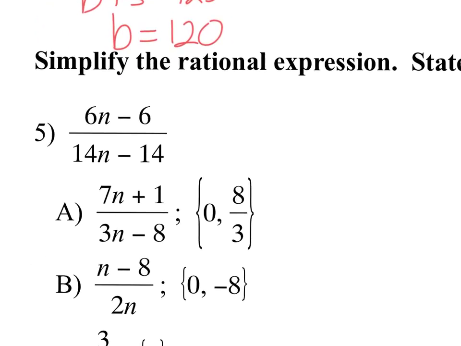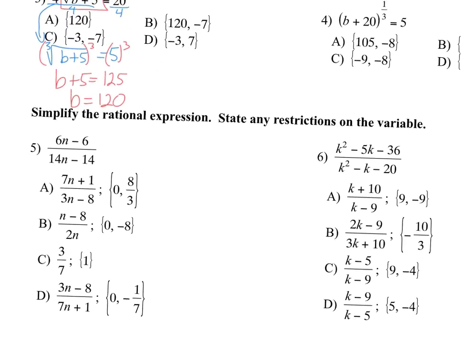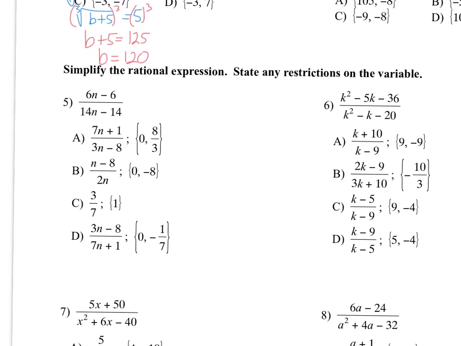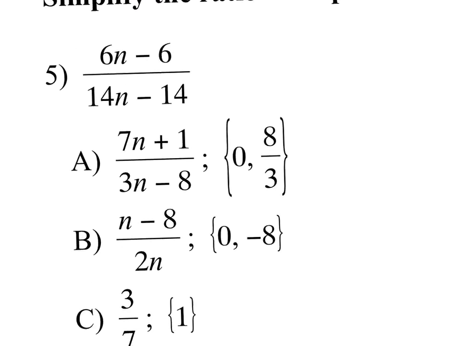Continuing downwards, we've got to simplify some rational expressions and identify any restrictions on the variable. I'm going to do 2 of these ones. One is going to be based on some more simple factoring. One is going to be based on some quadratic factoring. And we're going to look at how to identify some of the answers here. First one's number 5.